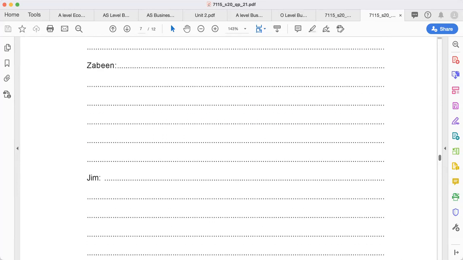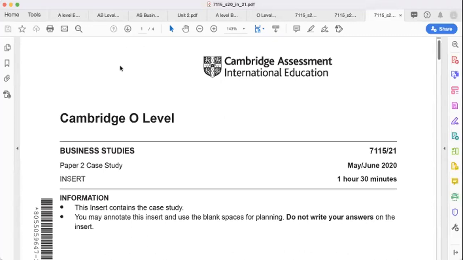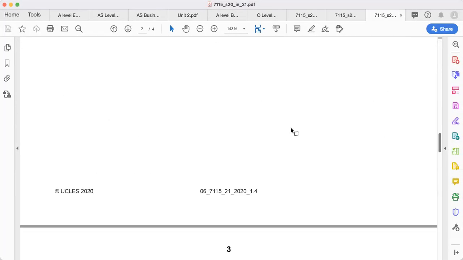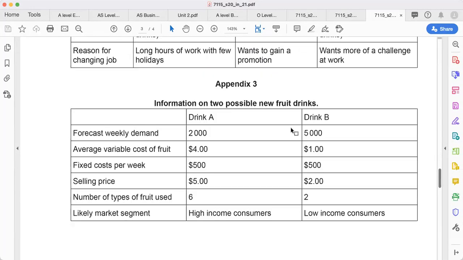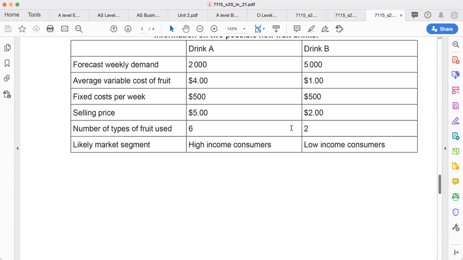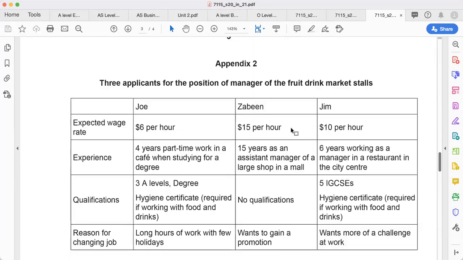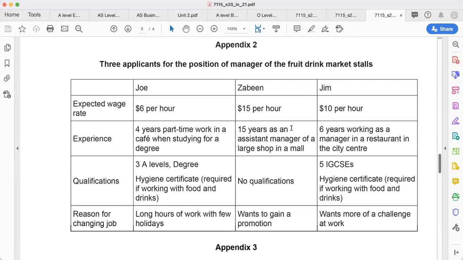If we look at the case study, we can identify the appendix 3.2 that was originally asked from us. Yes, here it goes. No, it's not the case. Average weekly demand, average price, selling price. I don't think so. Yeah, this is appendix 2.